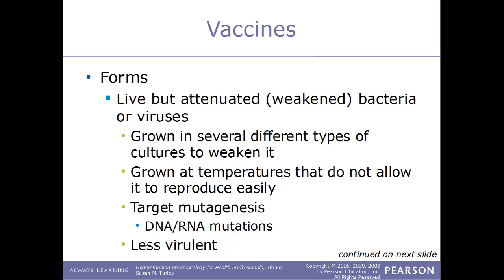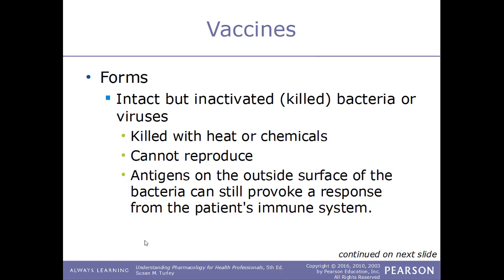And the whole point of doing both of these methods is to induce mutagenesis, or you are creating mutations within the bacterium or within the virus, in particular DNA or RNA mutations. So when the pathogen is in a weaker stage like this, it's going to be less virulent. Another form of a vaccine is having the pathogen intact but inactivated or killed. And it would be killed with either heat or chemical. At this stage, because it's dead, of course it cannot reproduce. So the antigens on the outside surface of the bacteria can still provoke a response from the patient's immune system.